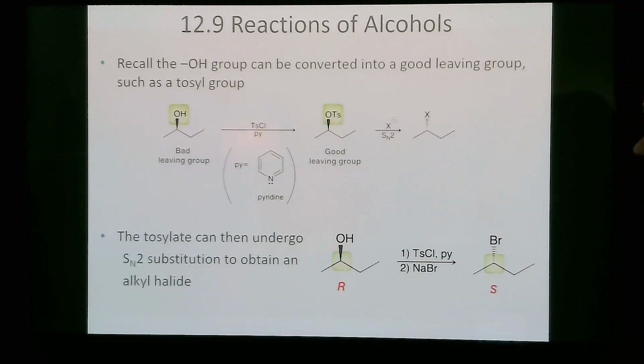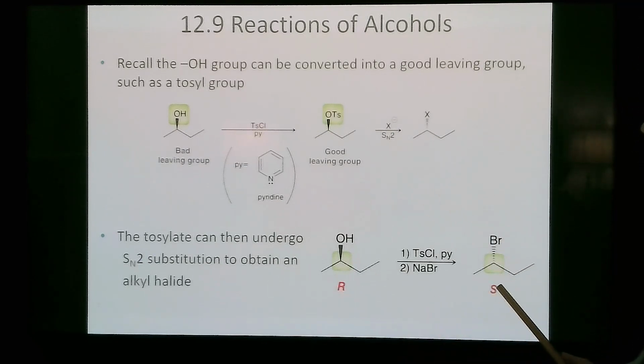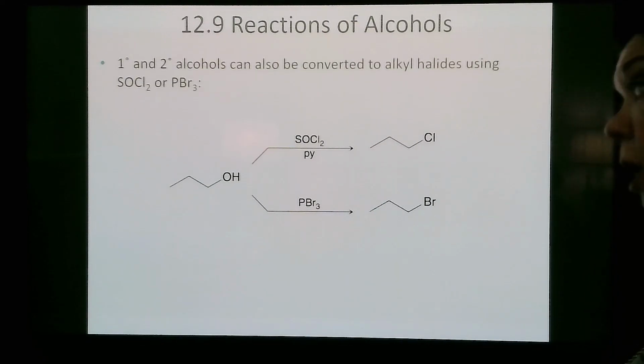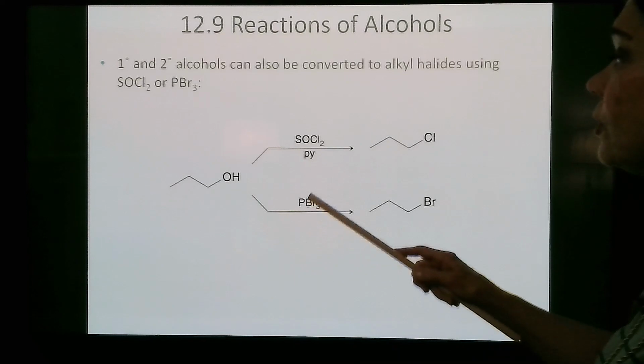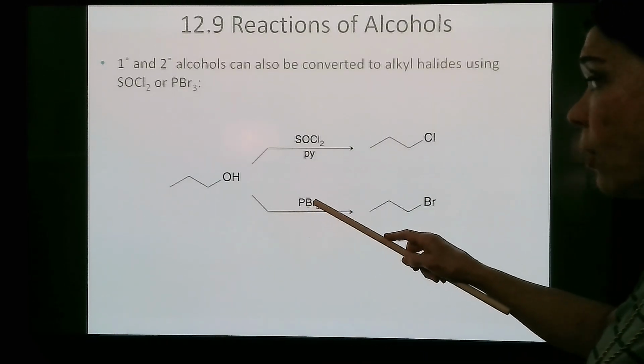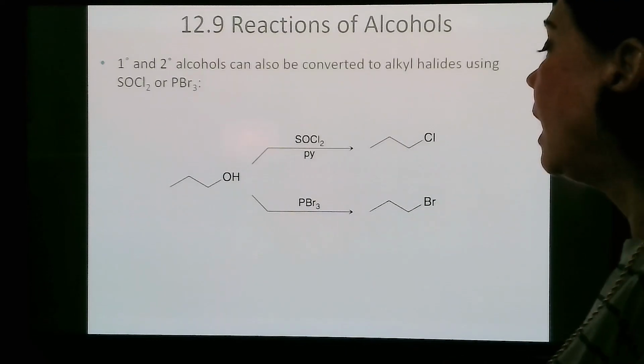Okay? And so you can see the R isomer becomes the S isomer. It's an SN2 reaction. Primary and secondary alcohols can be converted to alkyl halides using thionyl chloride or phosphorus tribromide. And these two reactions are somewhat similar.